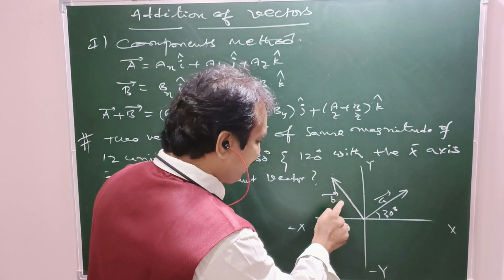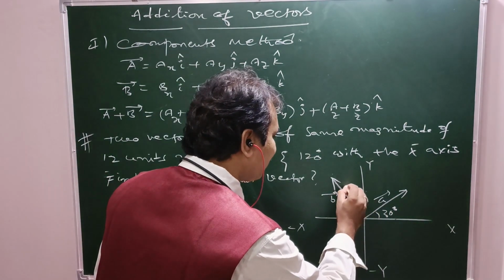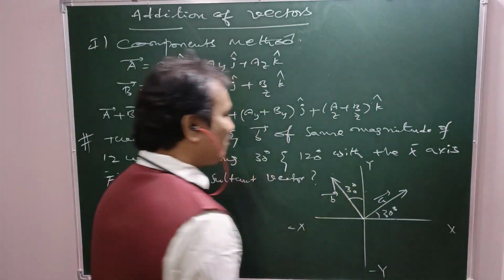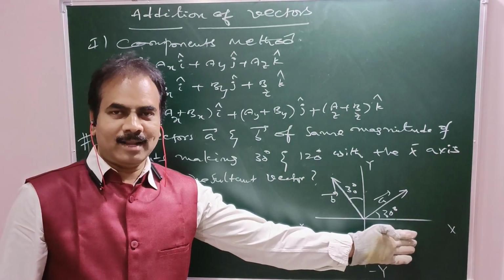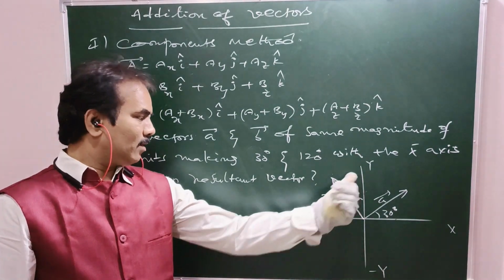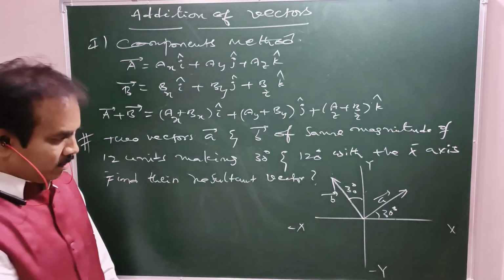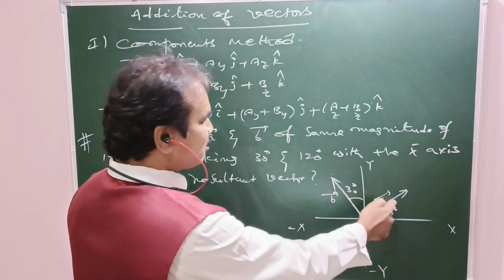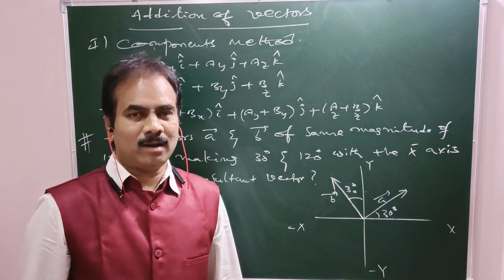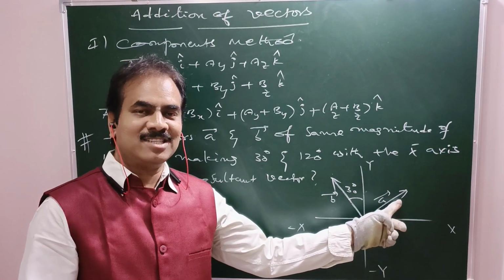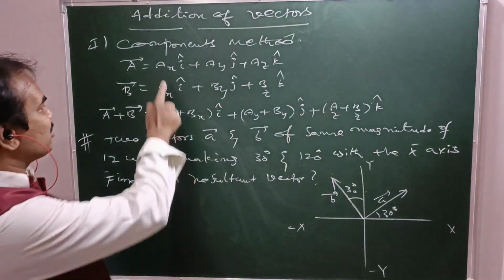The total angle made by b bar with positive x is 90 plus 30. So from data it is clear that a bar lies in first quadrant, b bar lies in negative x and positive y plane, that is second quadrant. Now the question is to find the resultant of these two vectors, a bar plus b bar. First of all, we have to express given vectors in terms of Cartesian coordinates.